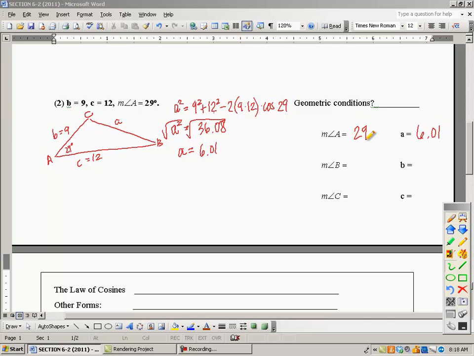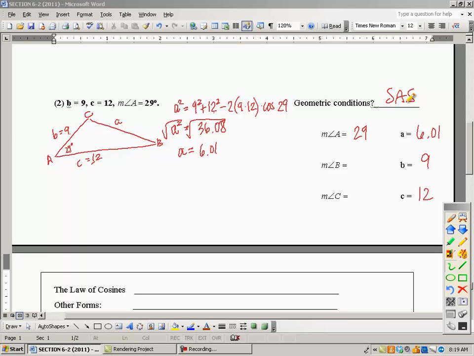Now, does this make sense? As I look at this, I can see already that A is the smallest side. Therefore, A probably is going to be the smallest angle. I forgot to put my geometric condition, but let me look at this again. Side with an included angle, then another side. So side, angle, side.